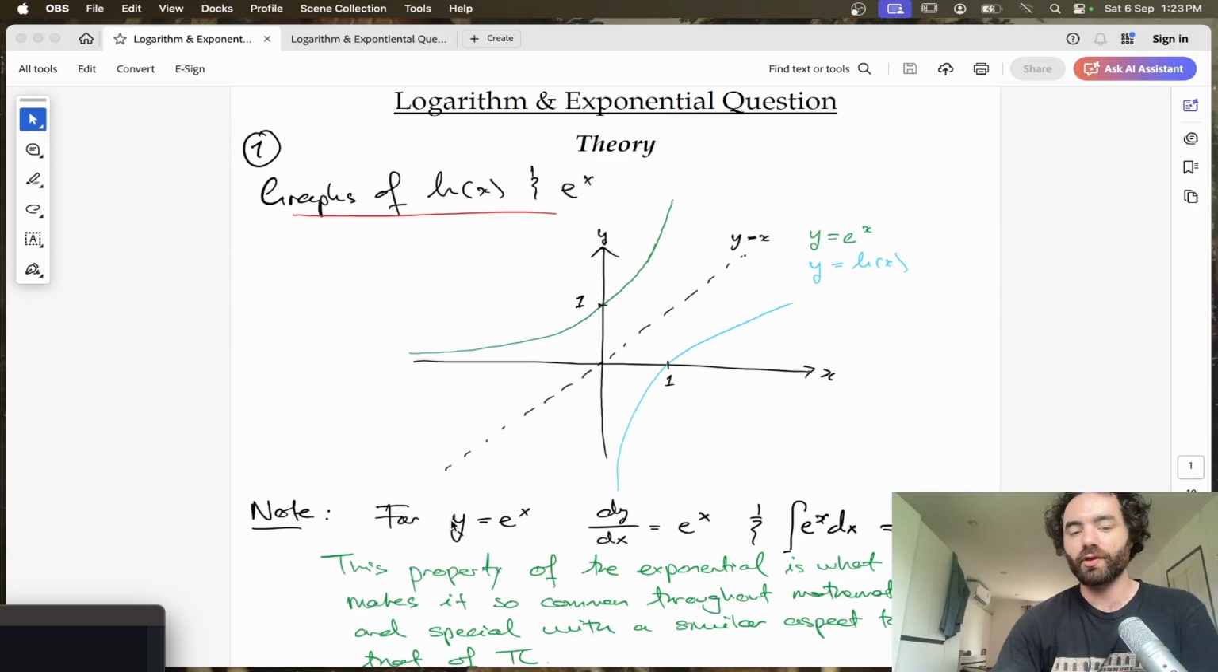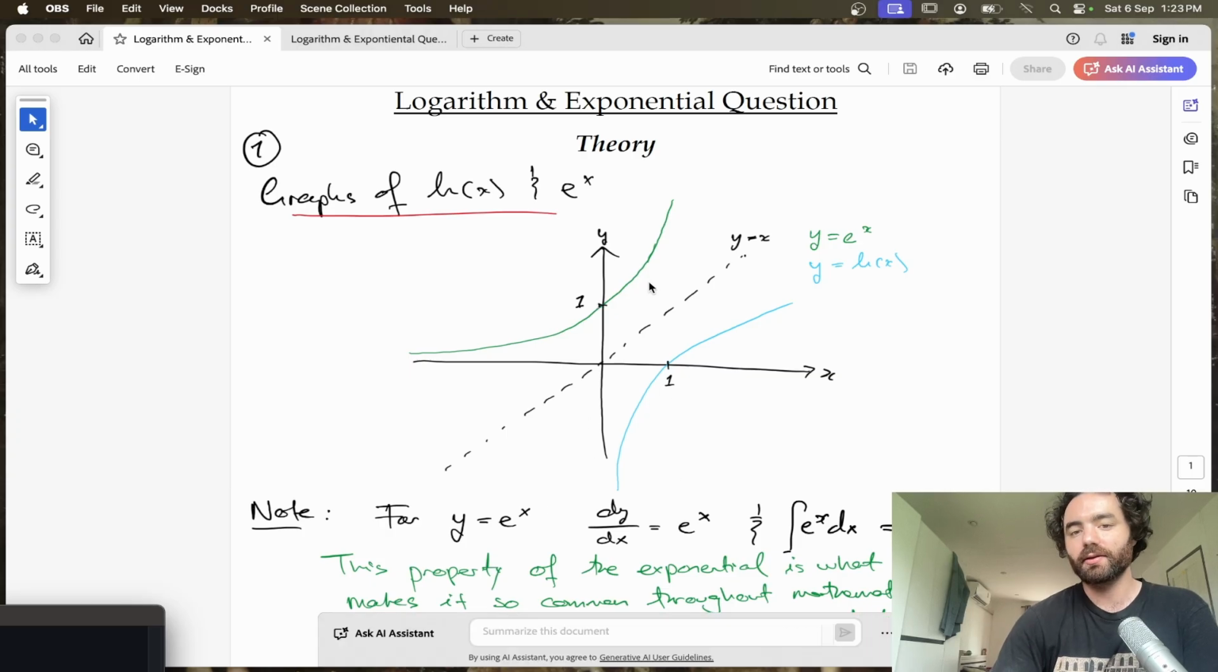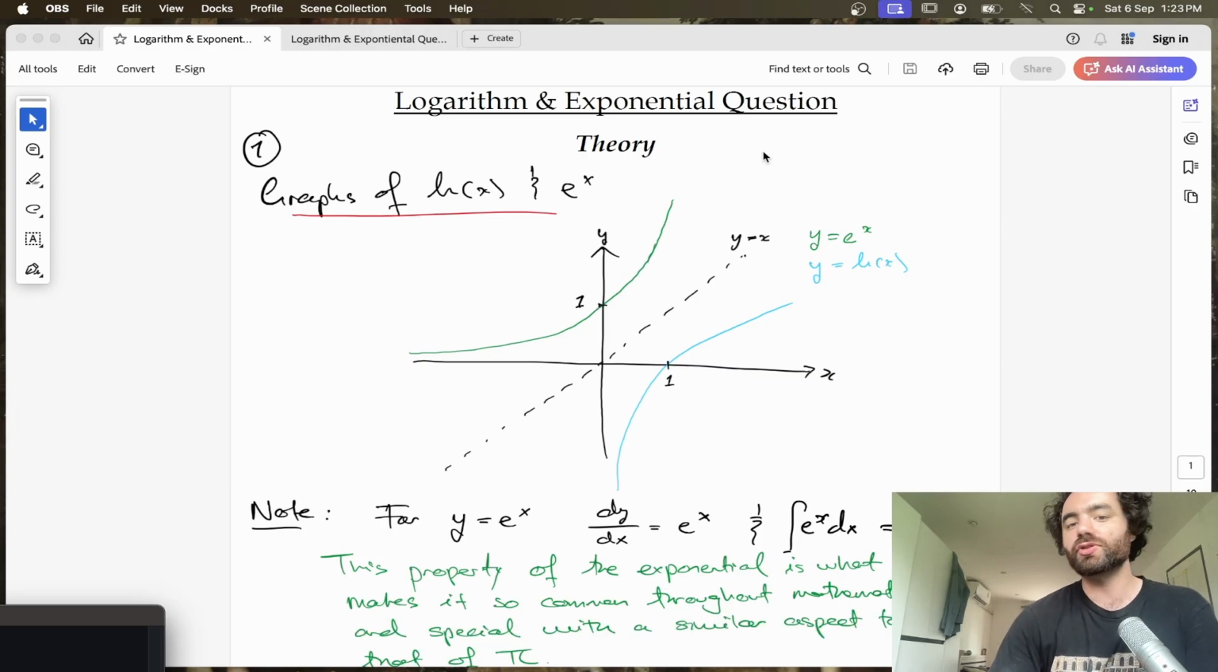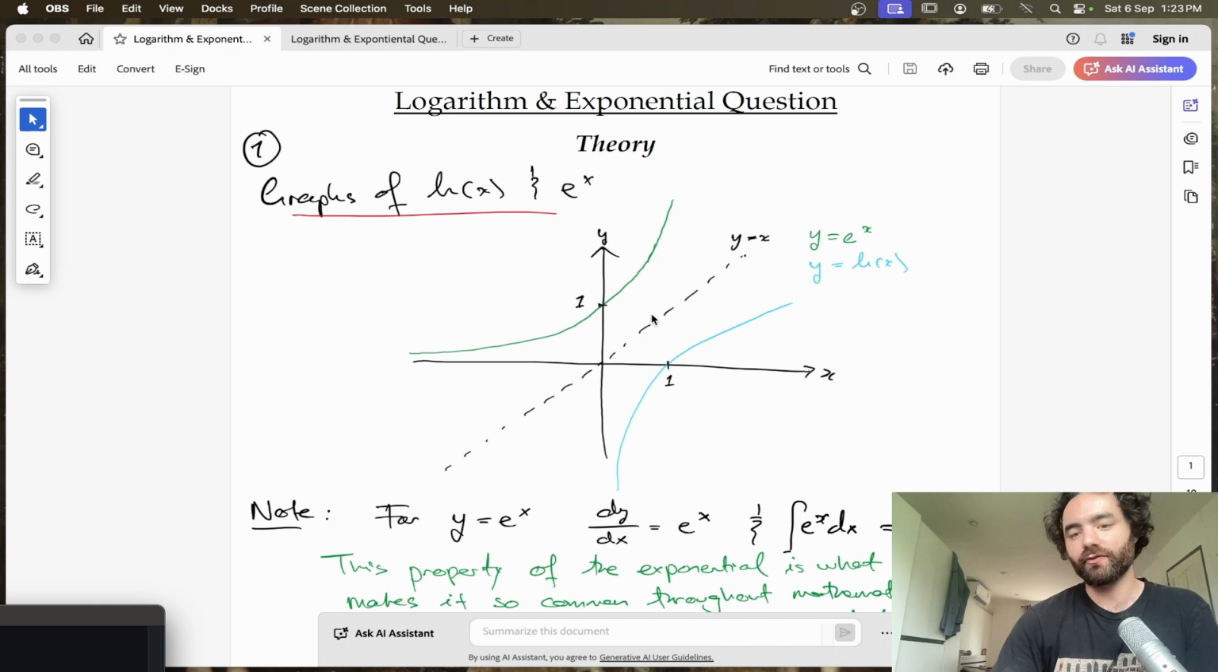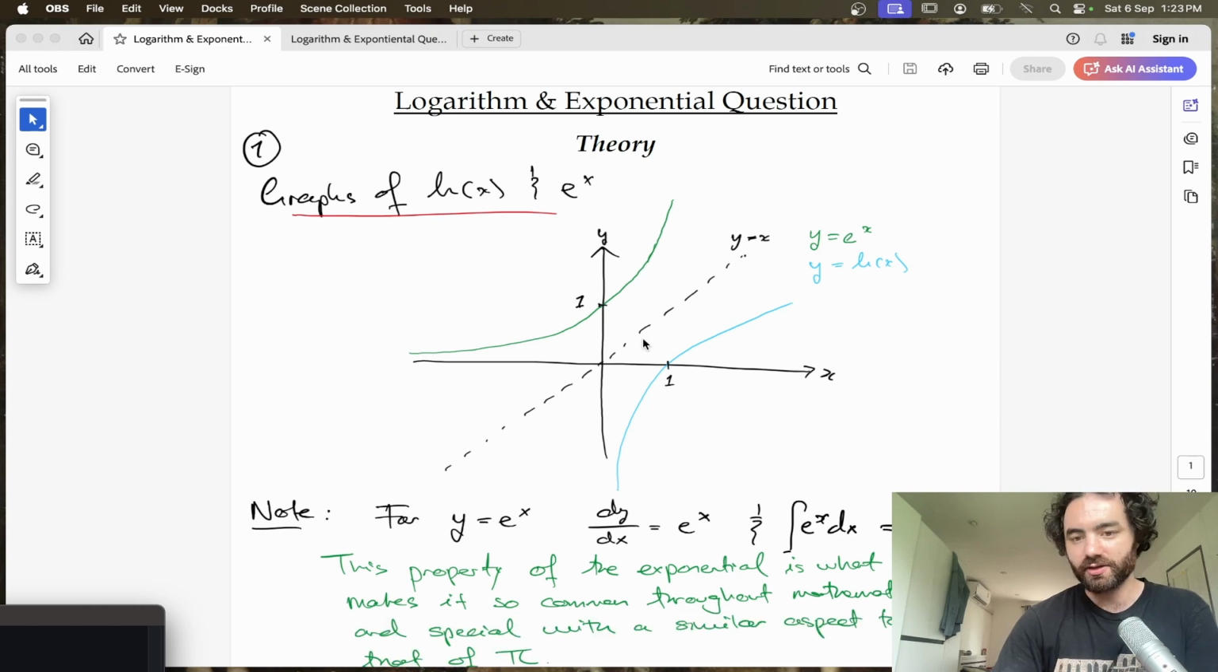So what that means is that if you have the graph of this green one, y equals e to the x, then at the point where x is 1, so y is e, the gradient is also e. So the gradient of the tangent line is also equal to the value of y. And the same goes for the area. At the value of e, the area under that is also going to be e at that point, which is very, very strange. And that's just an interesting side note.